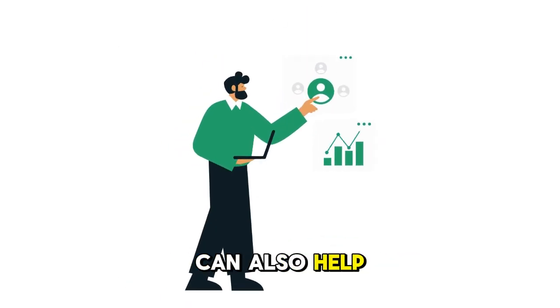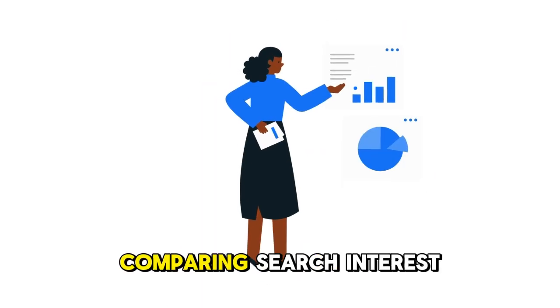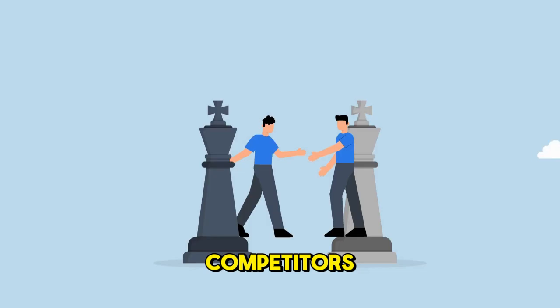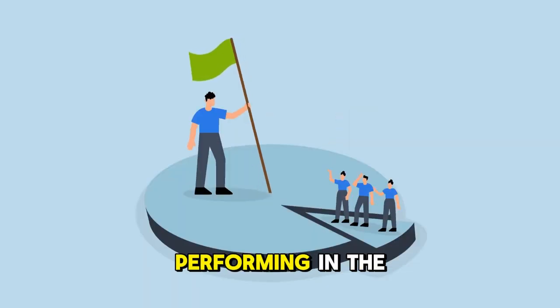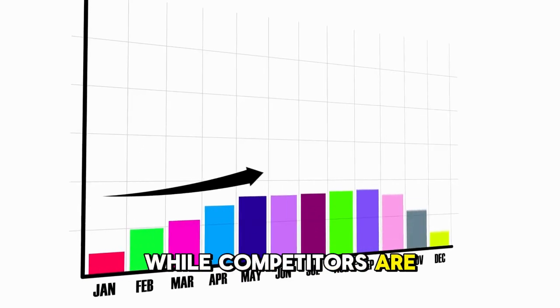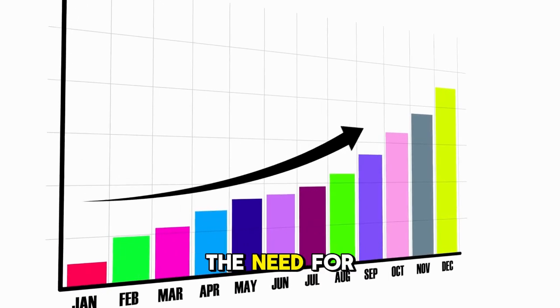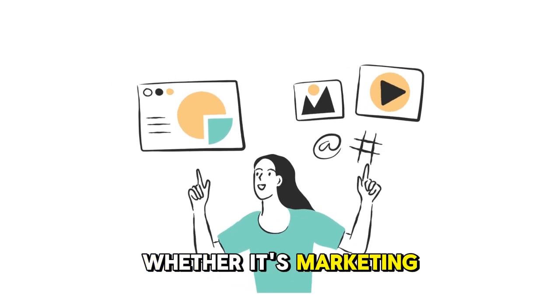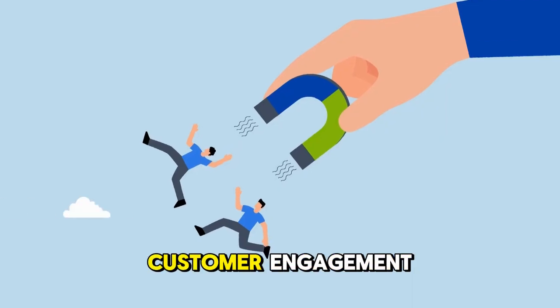Google Trends can also help you monitor your competitors. By comparing search interest in your brand to that of competitors, you can gauge how well you're performing in the market. If you notice a decline in your brand's search interest while competitors are seeing a rise, it might signal the need for a change in your strategy, whether it's marketing, product development, or customer engagement.